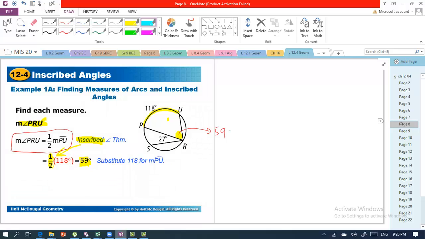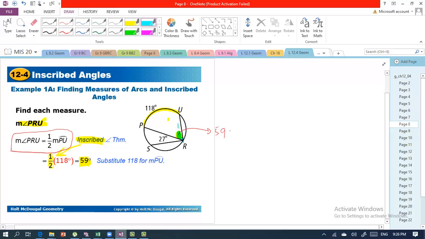Example number 1: find the measure of arcs and inscribed angles. Find each measure. Measure of angle PRU. PRU is this yellow angle. I can make it green, for example, and we can see that it is subtending the arc PU.